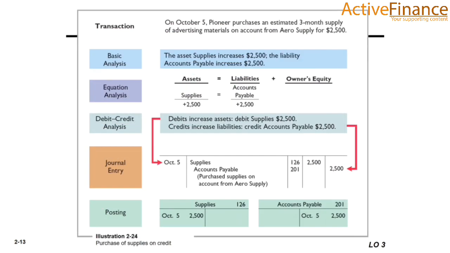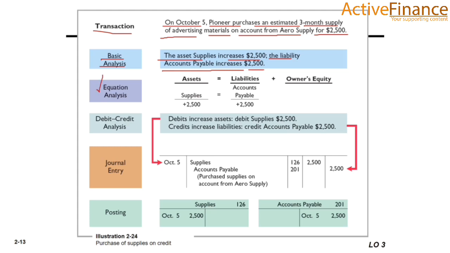The 6th transaction, on October 5th: Pioneer purchases an estimated 3 months' supply of advertising material on account from Aero Supply for $2,500. So this is the basic analysis. The asset supplies increases by 2,500 and the liability accounts payable increases by 2,500, because we have purchased supplies on credit.